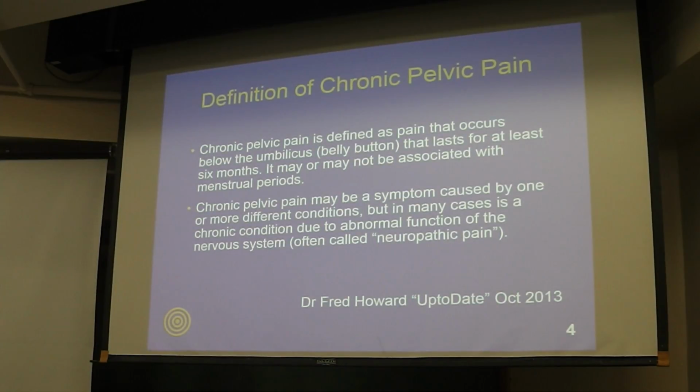So by definition, chronic pelvic pain is pain that occurs below the belly button and lasts for at least 6 months. Really all around the world, 6 months is felt to be that time. If someone's had an injury or surgery and they haven't had complete resolution of their pain within 6 months, we call it chronic pain. And I'll talk about some of the changes that happen in the nervous system that cause this disease called chronic pain.